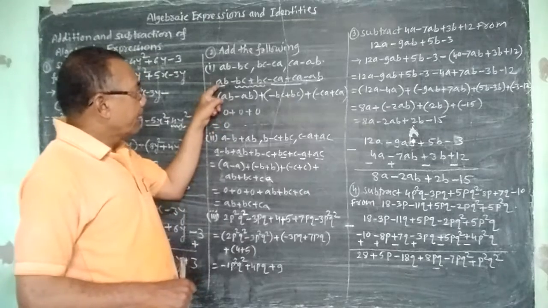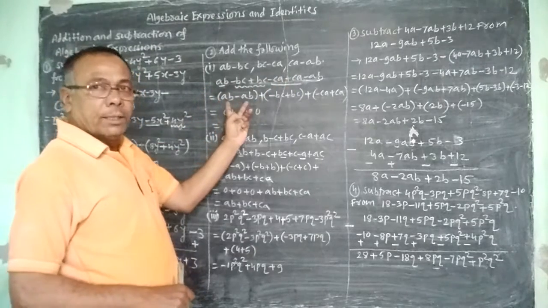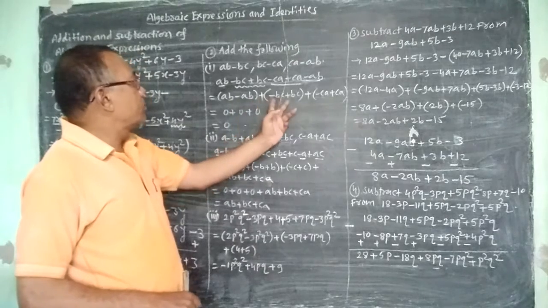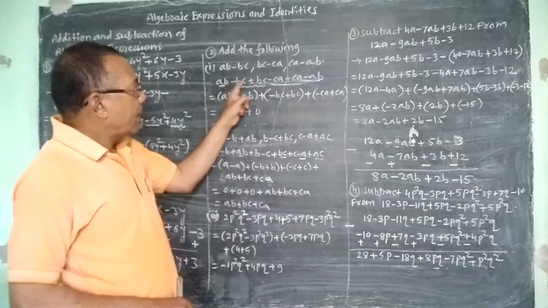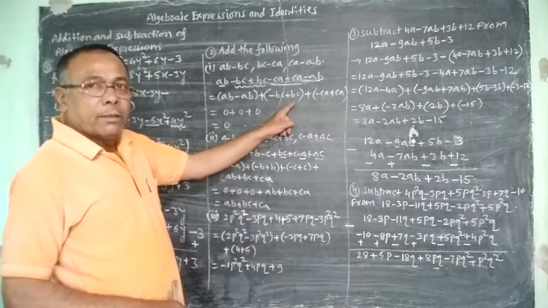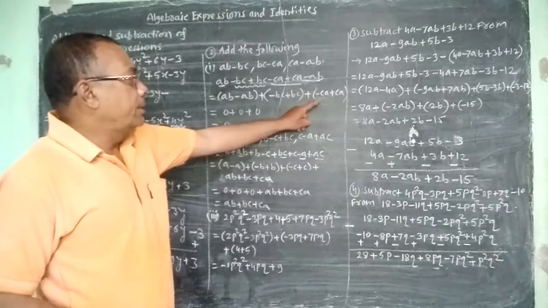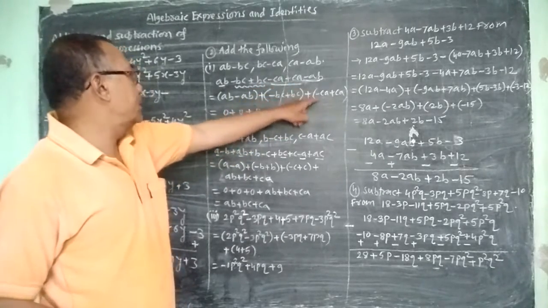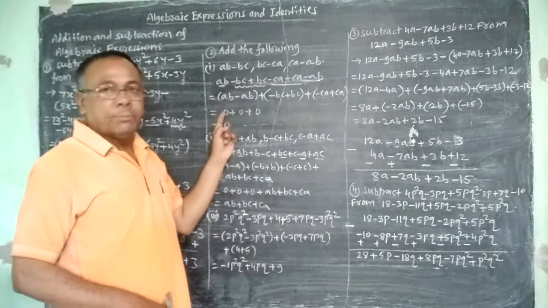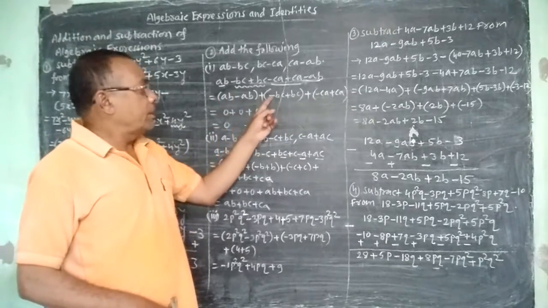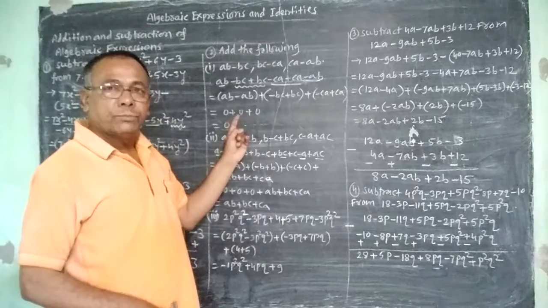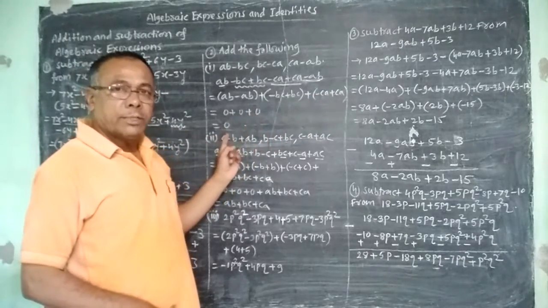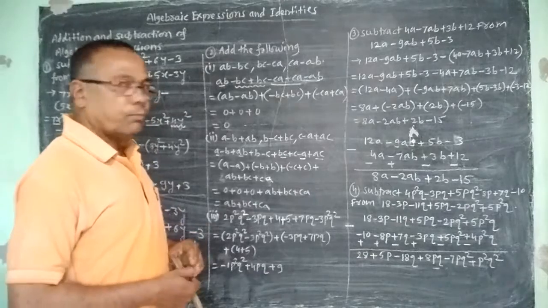Then AB and minus AB I have taken in the first bracket, plus into second bracket minus BC and plus BC, bracket complete, plus into third bracket minus CA and plus CA. Here AB minus AB, it will be 0, plus minus BC and plus BC again 0, and minus CA plus CA is 0. So our answer is 0.